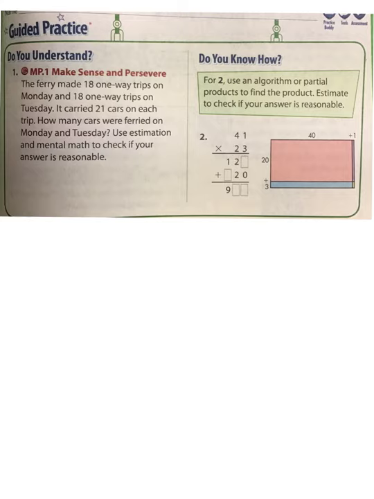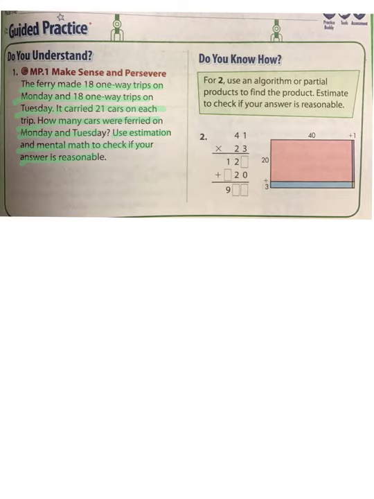Let's do our guided practice together. Number 1. The ferry made 18 one-way trips on Monday and 18 one-way trips on Tuesday. It carried 21 cars on each trip. How many cars were ferried on Monday and Tuesday? Use estimation and mental math to check if your answer is reasonable.